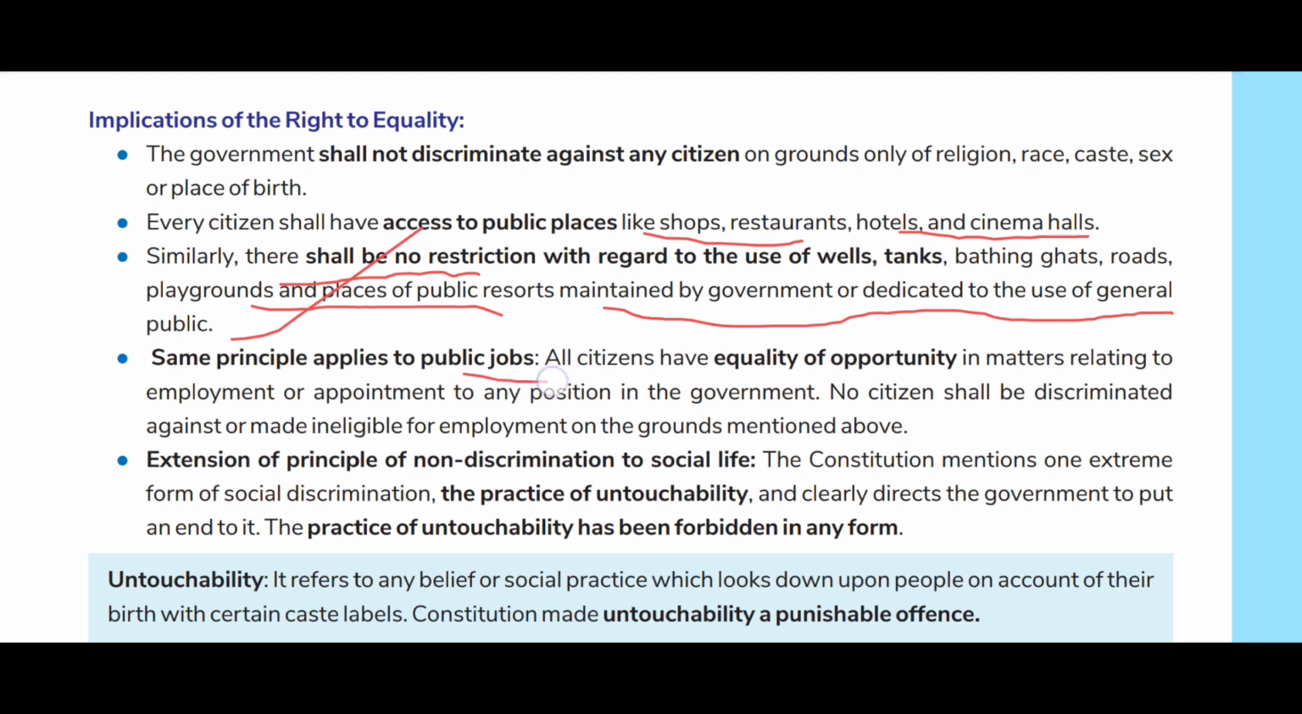The same principle applies to public jobs. All citizens have equality of opportunity in matters relating to employment or appointment to any position in the government. No citizen shall be discriminated against or made ineligible for employment on the grounds mentioned above.